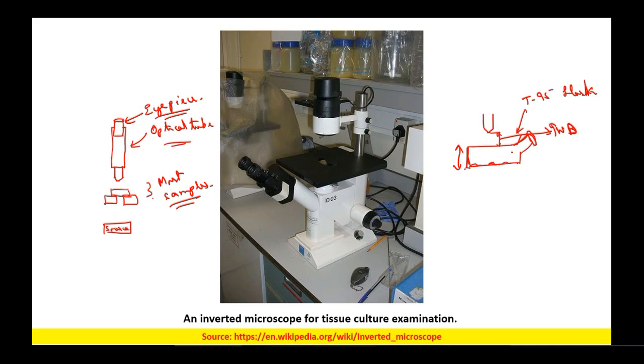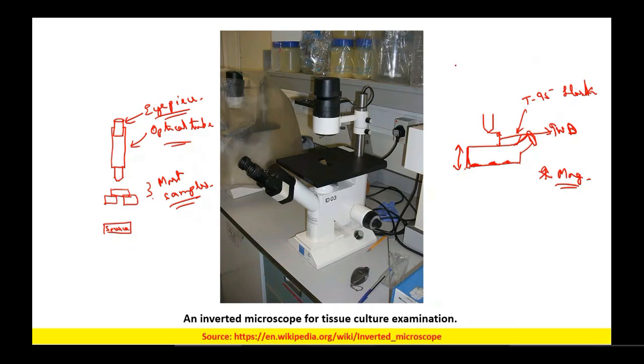Further, we have usually seen that when we go for high magnification microscopy, especially when we want to analyze mammalian cells which are adhering onto the bottom of the T25 flask, we will not be able to use the higher magnification, because the objective lenses would be crashing into the flask.